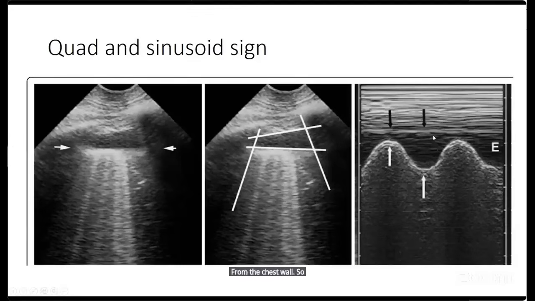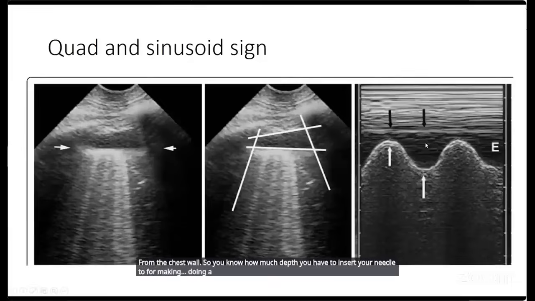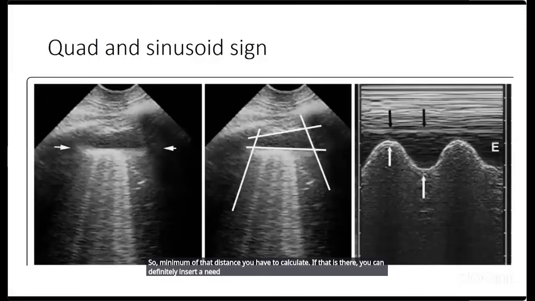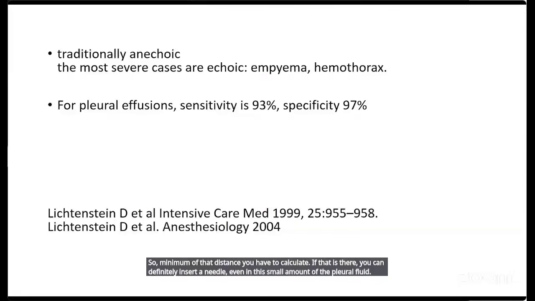Also over here, you can measure the distance between the pleura and the chest wall. So you know how much depth you have to insert your needle for doing a diagnostic fluid tap. A distance of 10 mm or 1 centimeter is considered safe to insert your needle. So that minimum distance you have to calculate. If that is there, you can definitely insert a needle even in this small amount of pleural fluid.